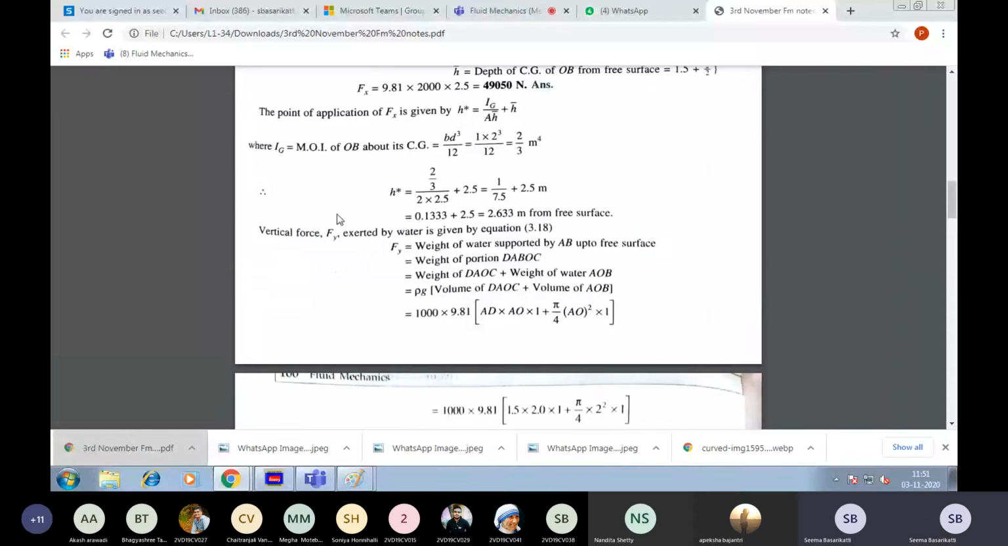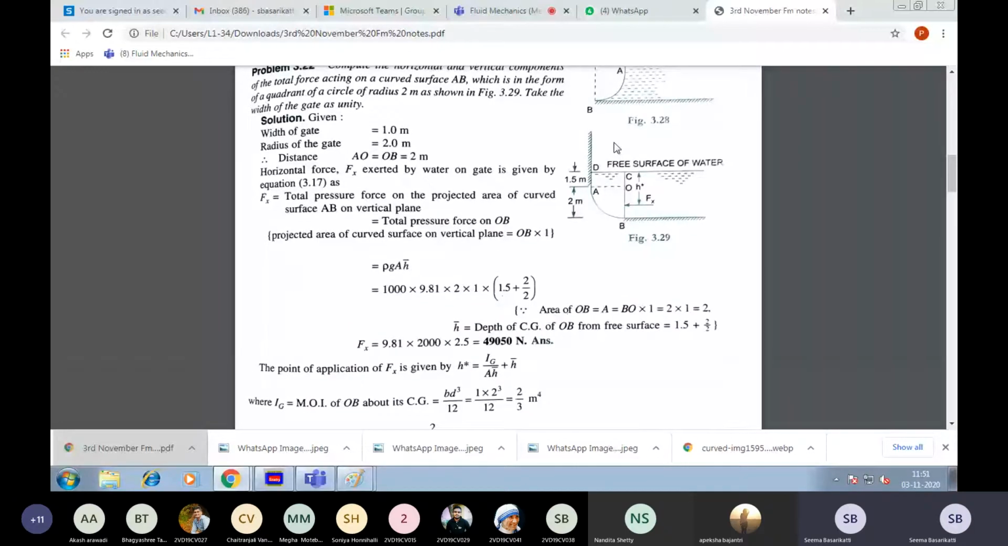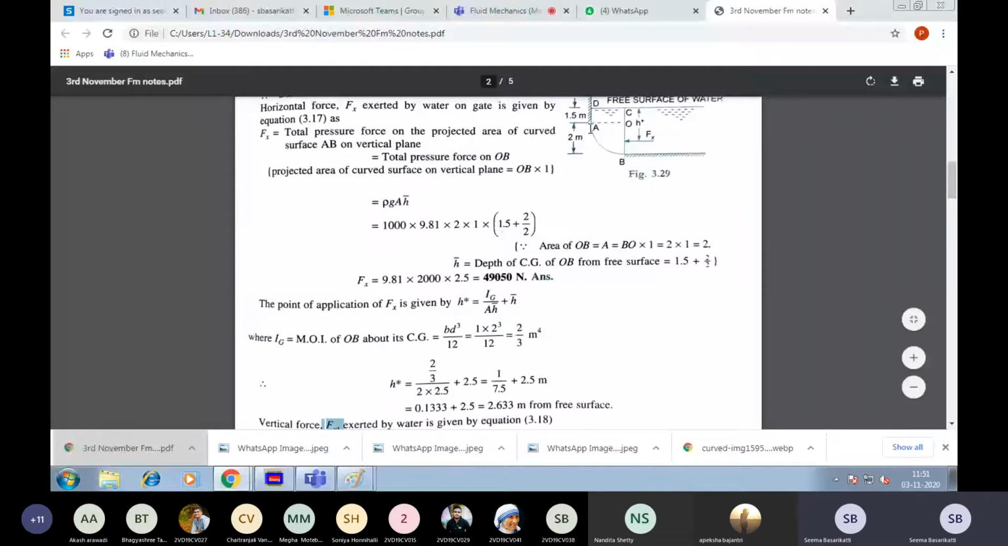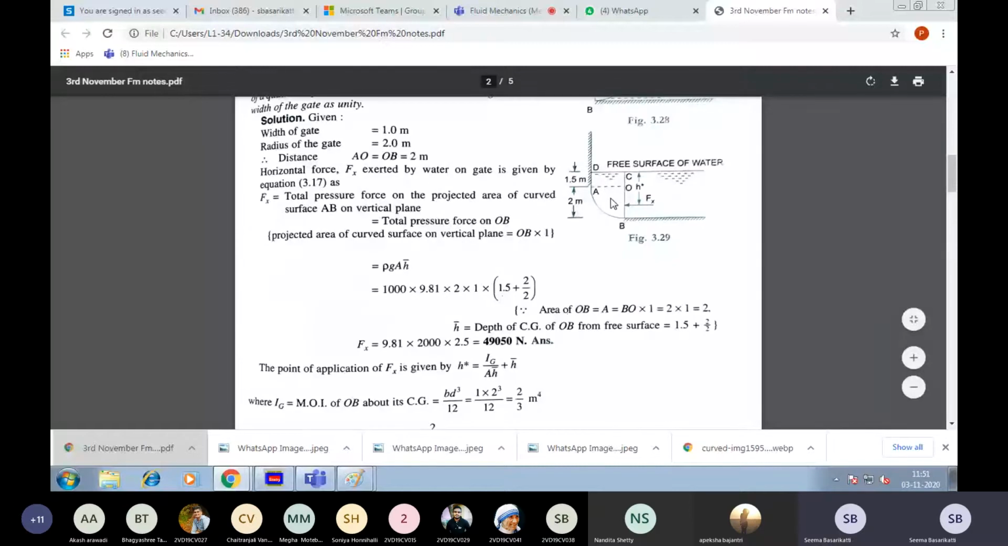Next, you need to identify Fy. Fy is the vertical component, and as I said, it gives you the weight of the element acting on this surface. The main purpose of calculating Fy is to get the weight of the element. So Fy is the weight of the water supported by AB up to the free surface of the liquid. Here, if this is the projected area of the curved surface, then the weight of AOCD is acting on this triangular portion.